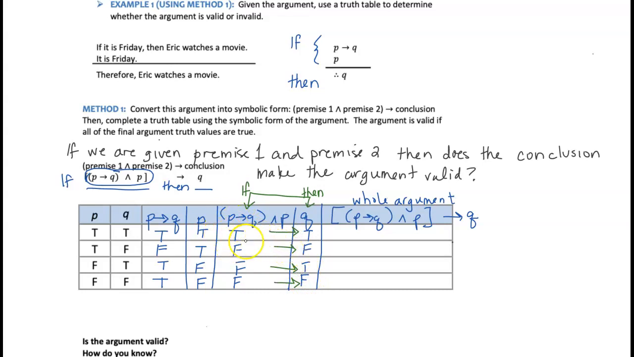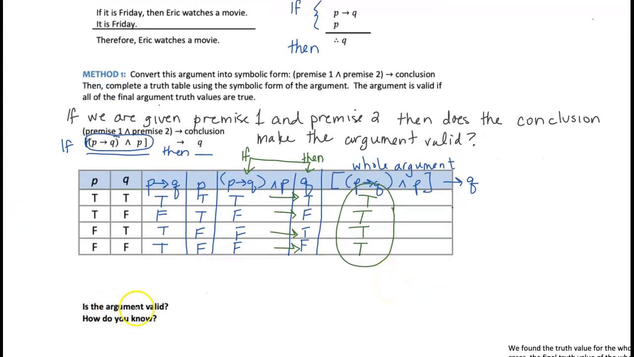In the first case, we have a true antecedent and a true conclusion, and that gives us a true truth value. The second one, false implies false, is also true. False implies true is also true, and false implies false is true. In the end, when our truth table is complete and we have our final truth value column, we're looking to see if all the truth values are true. And that does happen in this case. That tells us that the argument is valid.